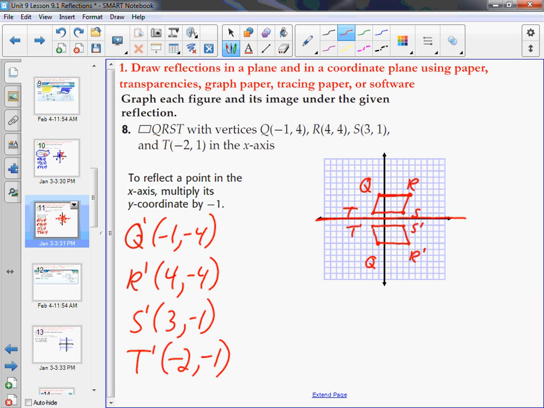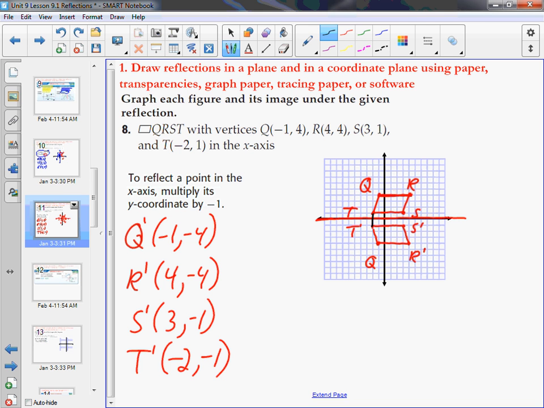Now, something I didn't point out on 7, probably should have, I'm going to point it out now. This is still the same thing we were doing with our compass and protractor. Look, if I connect T and T prime, the segment that connects them, is it perpendicular to the line of reflection? Yep. Is T the same distance away from the line of reflection as T prime?